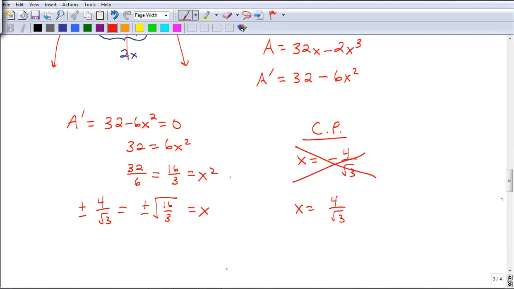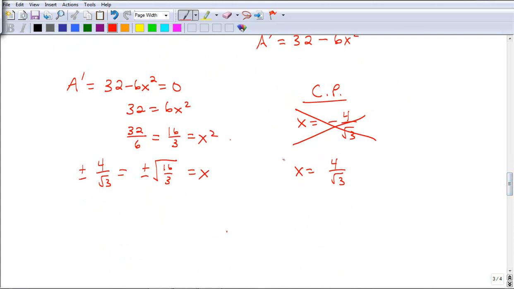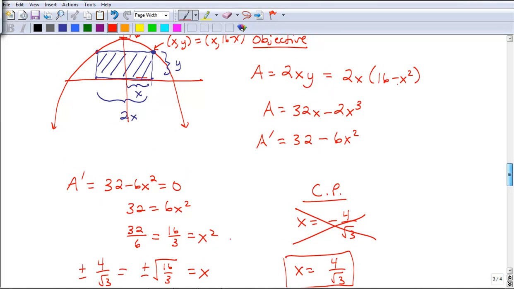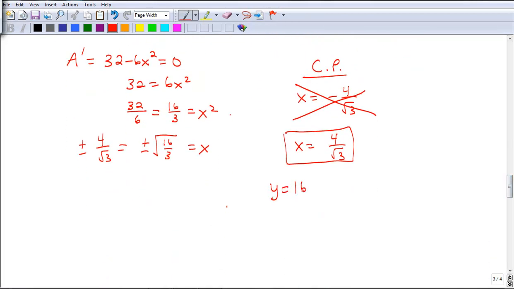Notice that x is going to be measured from the positive distance, so I use positive 4 over root 3 as the x value. The y value is 16 minus x squared, so I replace my x with 4 over the square root of 3, and I get y as 16 minus 16 over 3. 16 minus 16 over 3 into the calculator gives me 32 over 3.